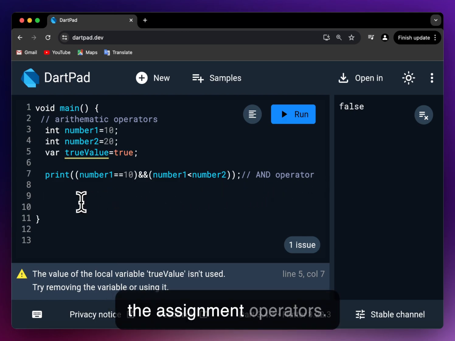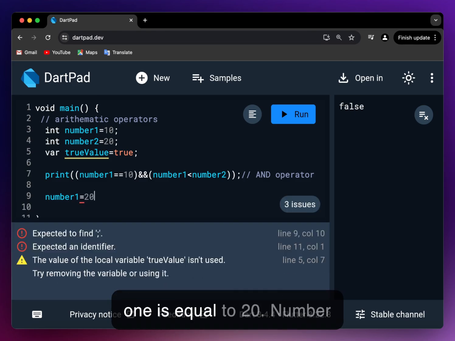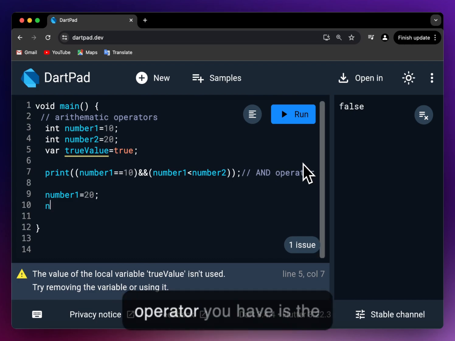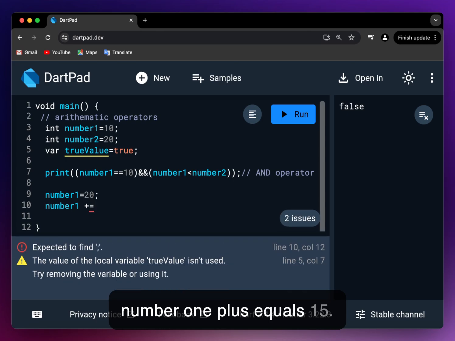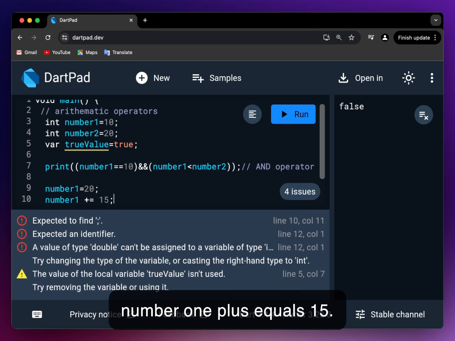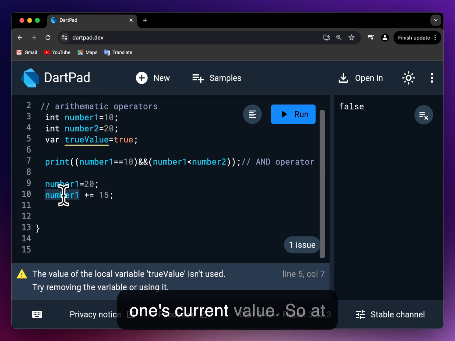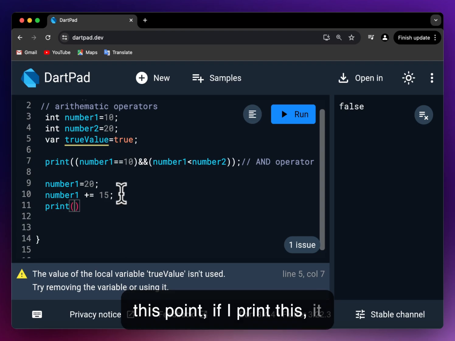You have the equals operator, which is number 1 is equal to 20. Okay, number 1 is now 20. The next operator you have is number 1 plus equals 15. Now what this means is that add 15 to number 1's current value. So at this point, if I print this, it should give me 35.